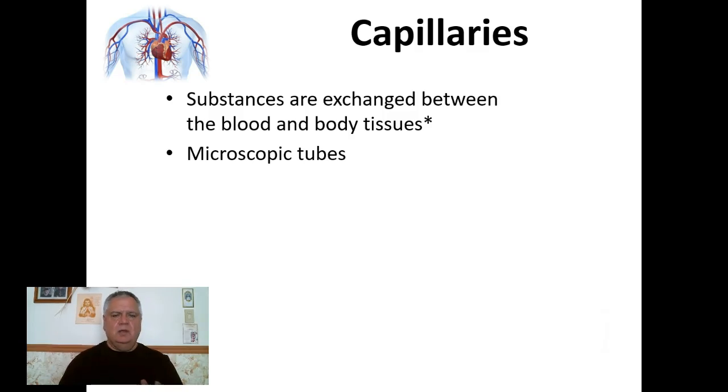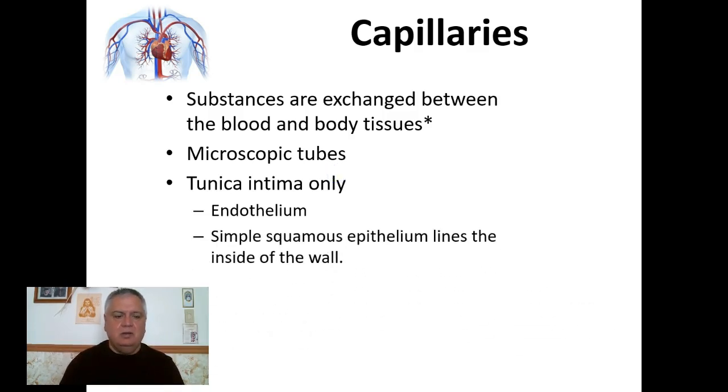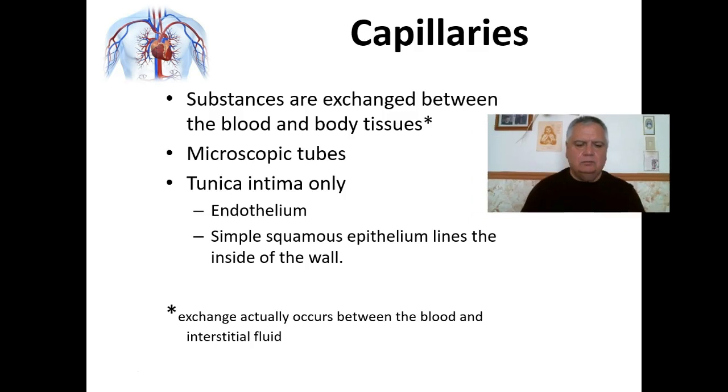Capillaries are microscopic. You can't see them without the aid of a microscope. And capillaries, unlike our arteries and arterioles, are comprised of only a single wall, and that is the tunica intima. So the capillaries are comprised of the tunica intima only. The other two walls, the media and the externa, do not exist in capillaries. So that tunica intima consists of that endothelium and the basal lamina. And that endothelium, as I mentioned before, is comprised of simple squamous epithelium that lines the inside of the wall.